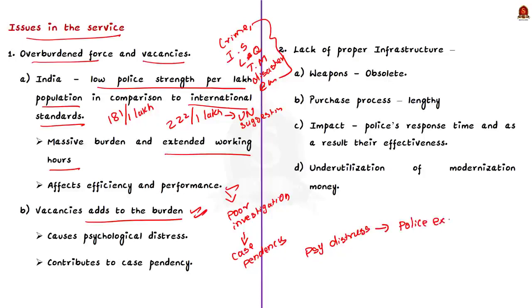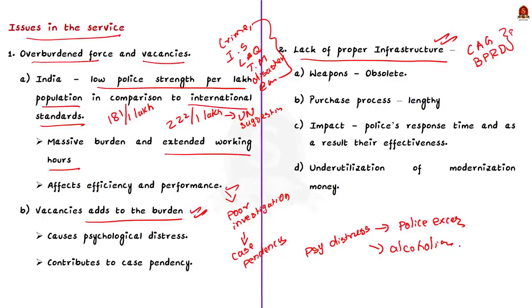The second issue is the lack of proper infrastructure. See, for effective modern policing, cutting-edge communication technology, modern weapons and good transportation facility which helps in mobility is required. In India, there is no proper infrastructure like this. This was highlighted by the CAG report and the BPRD report, that is Bureau of Police Research and Development report. The weapons used by the lower police forces are old and cannot match the modern weaponry used by the antisocial elements. Apart from this, the CAG discovered that numerous state police departments' weaponry are remnants of colonial police forces.